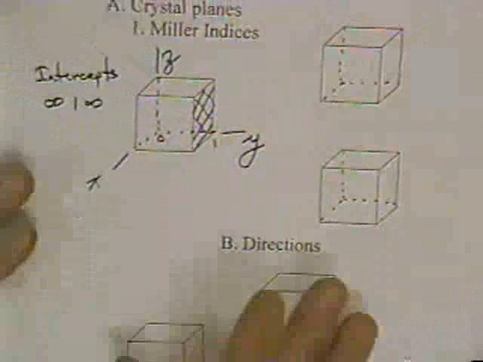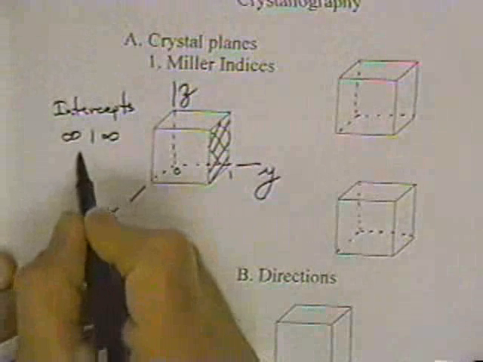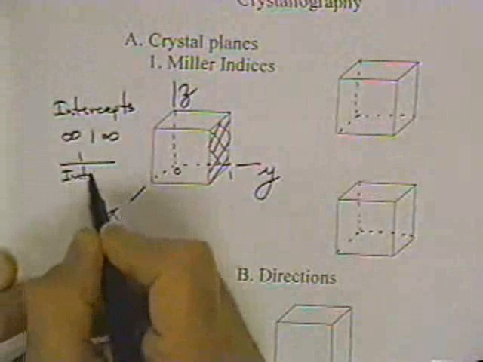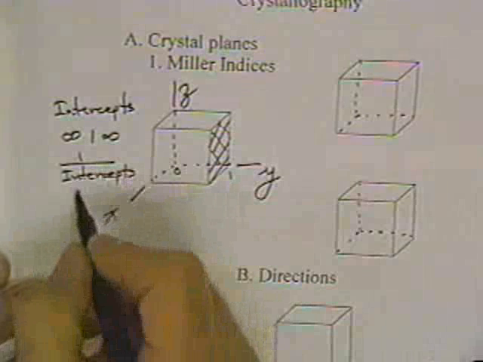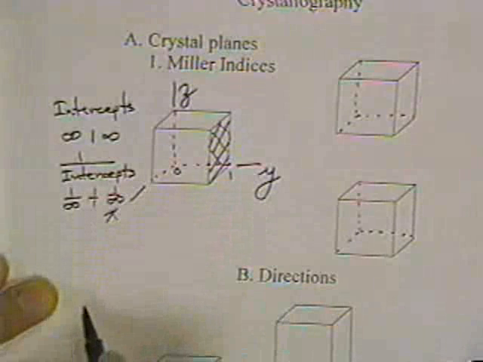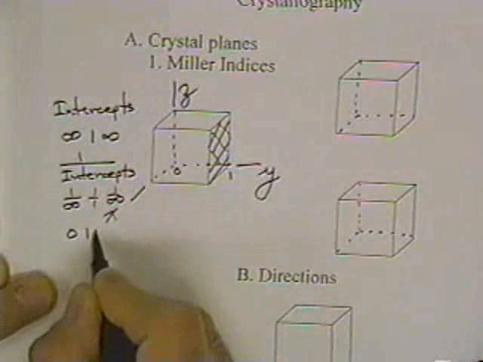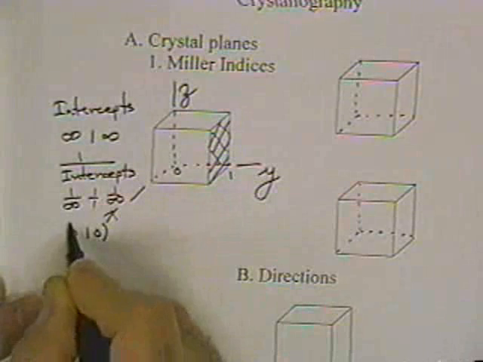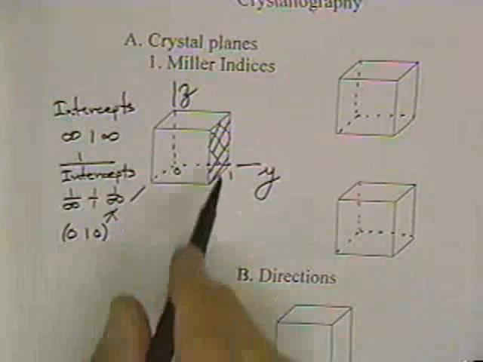Now the next thing that you have to do, and this is maybe the trick, you take 1 over the intercepts. And those of you that are fast already can see what's going to happen. We've got 1 over infinity, 1 over 1, 1 over infinity. So the Miller indices will be 0, 1, 0, and for a particular plane they represent that with parentheses. So the Miller indices for this particular plane would be (0, 1, 0).